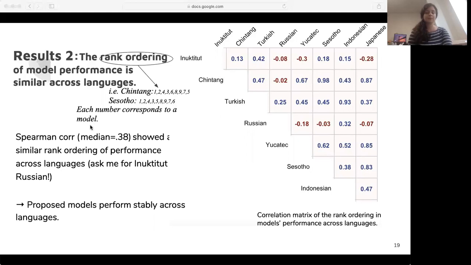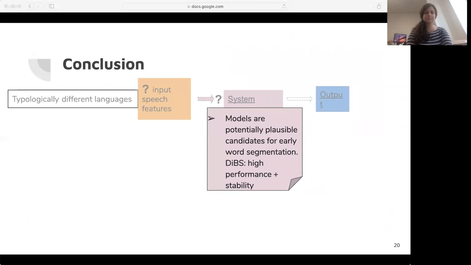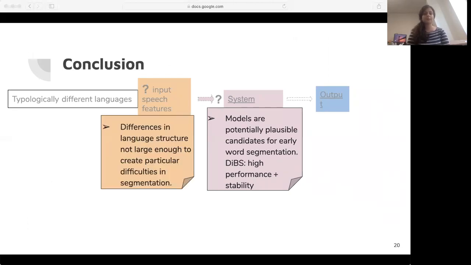In sum, we've observed that the proposed models perform stably across languages. We can thus conclude that the models are potentially plausible candidates for early word segmentation, especially DiBS, as they satisfy criteria of high performance and stability. We also see that differences in language structure were actually not large enough to create particular difficulties in segmentation.